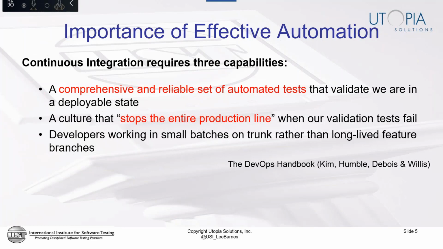So I've highlighted the important ones with respect to automation. The first point tells us that we have to have a comprehensive and reliable set of automated tests. And the next point goes on to say that we need to have a culture that stops our entire pipeline when those tests fail. And this, of course, really speaks to the importance of those tests being reliable. If we're going to pull the emergency brake on our software delivery because some automated tests failed, we better be able to count on them. And we'll talk about that more later.